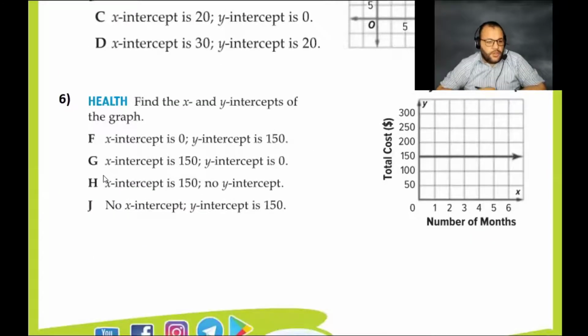Yeah. Now we need to find x and y-intercept. Again, I will ask the same question. What is the meaning of x-intercept?